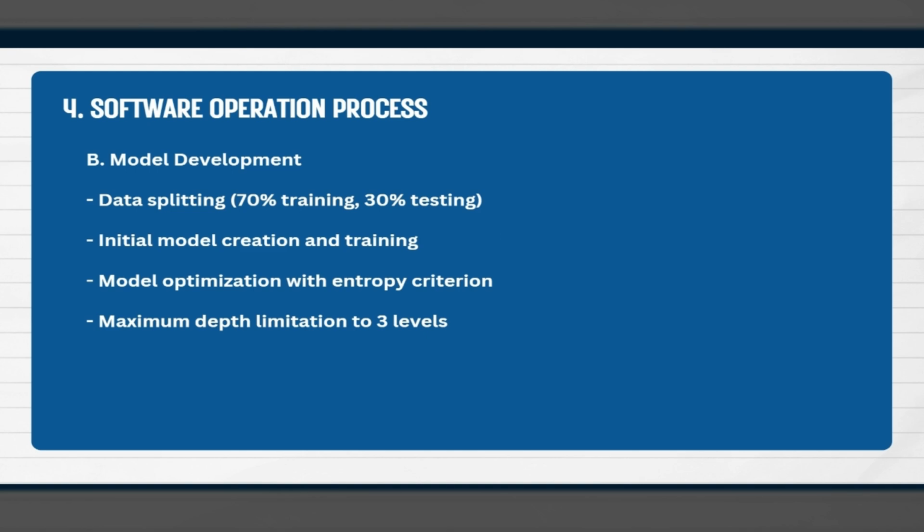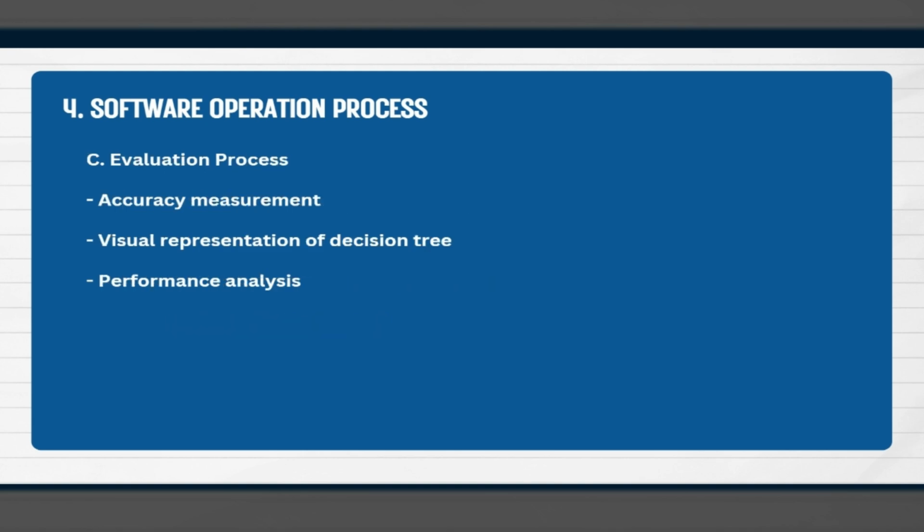The next one is model development. We split data into two parts: 70% for training and 30% for testing. Initial model creation and training, model optimization with entropy criterion, maximum depth limitation to 3 levels, and the final main process is the evaluation process.